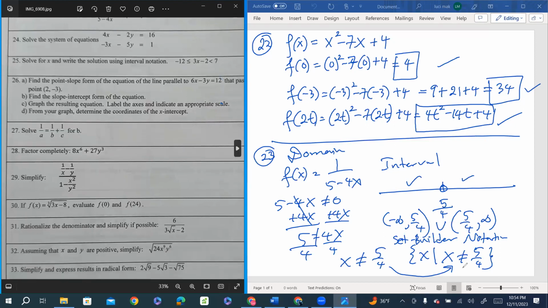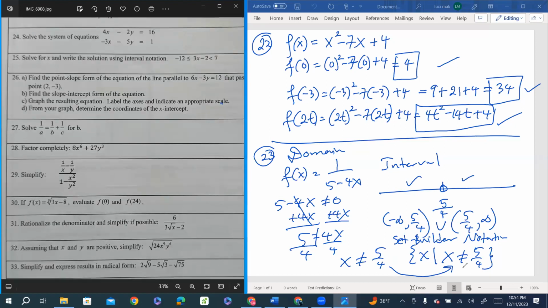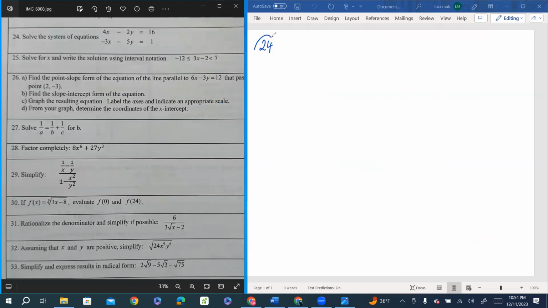All right, so 24. Let's look at 24. So we want to solve this system: 4x minus 2y equals 16, as well as negative 3x minus 5y equals 1. So first, let's try to eliminate the x or y. If you want to eliminate the x, the least common multiple of 4 and negative 3 is 12. For 2 and 5 you can make 10.